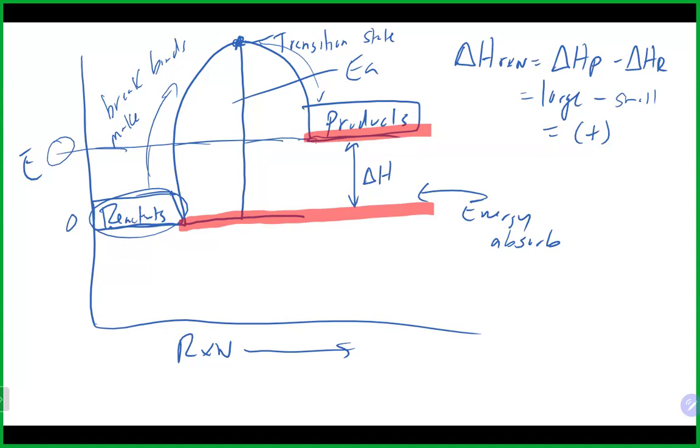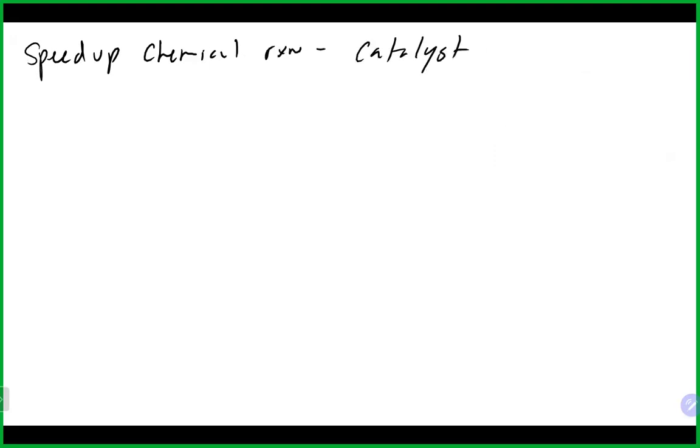Now, one of the ways that we can speed up a chemical reaction, a lot of times to speed up a chemical reaction, is to add what is known as a catalyst. And a catalyst is not a reactant. It is not a product. And it also does not get used up in the reaction.